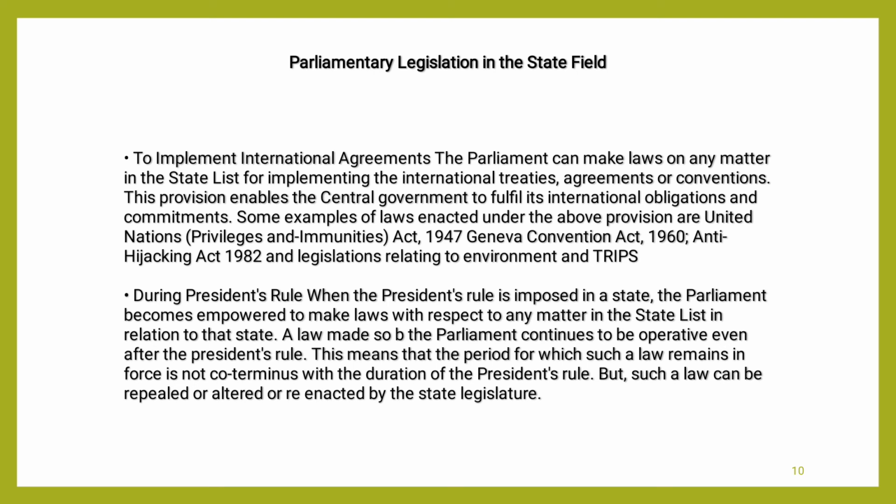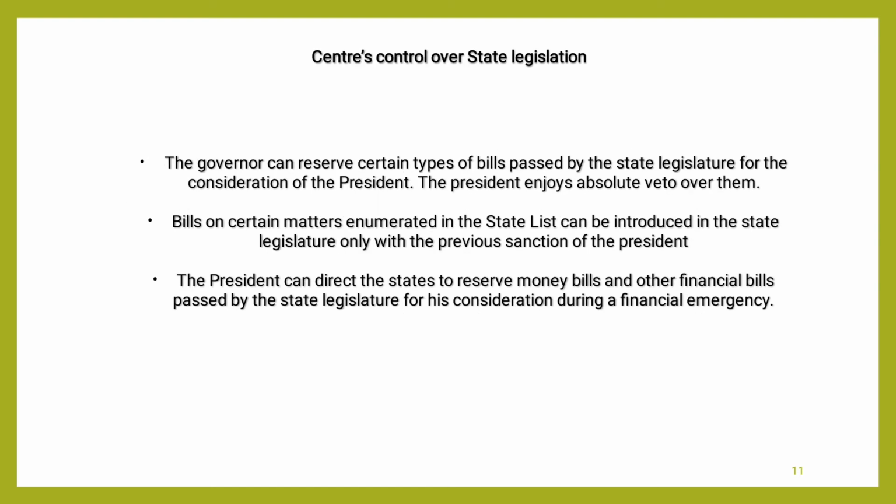Now the second point, during President's rule, the Parliament comes into power. Whenever an emergency has been declared in any of the states, the Parliament can make and implement its laws there. So these laws continue to be operative even after the President's rule, and they can be changed or repealed and re-enacted by the state legislature. So that was it.